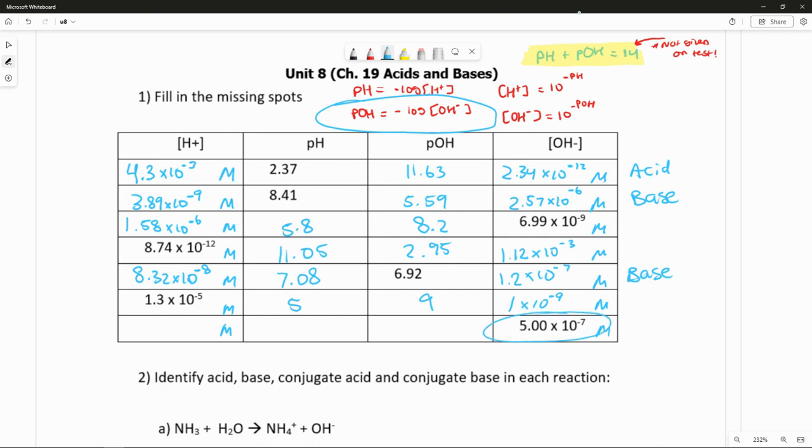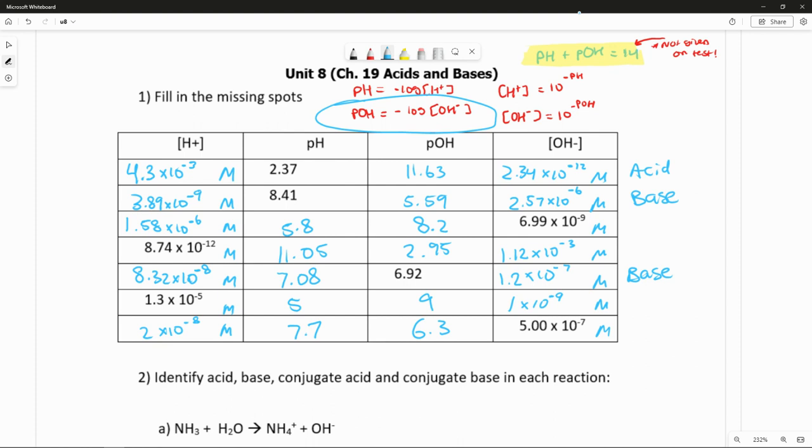We're given the concentration of OH. Based on this, we can calculate our pOH by doing a negative log of 5 times 10 to the negative 7, which gives you 6.3 pOH. Taking our pOH, you subtract that from 14, which gives you 7.7 pH. Take our pH, plug it into our equation to find the H plus: 10 to the negative 7.7 is going to be 2 times 10 to the negative 8th molar.